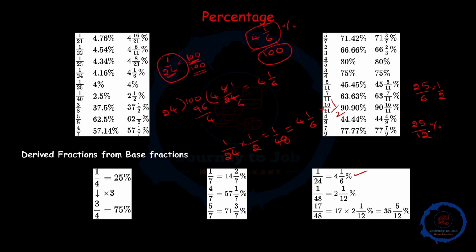Or simply you can divide by 24. If you divide like this, 12 2 ja 24, remainder is 1. So this is 1 by 12. This is what is given here. So 1 by 48 means 2 1 by 12 percentage.